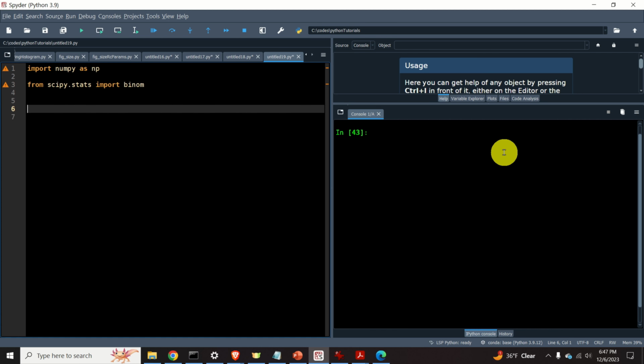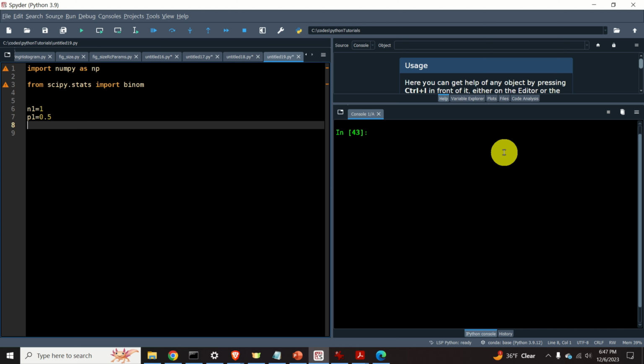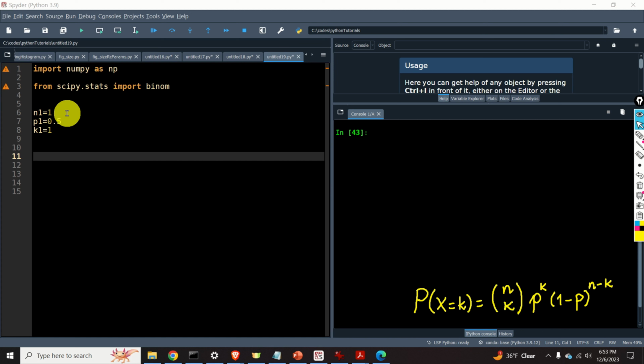Now, let us verify the binomial distribution for a single experiment. Let's define n1, that is our value for n, equal to 1, the probability value of 0.5, and let us assume that k1 is equal to 1. Let us provide a statistical interpretation of these parameters. n1 equal to 1 means that we are tossing a coin only once. p1 equal to 0.5 means that we are tossing a fair coin, and k1 equal to 1 means that we are looking into the probability of obtaining the head.